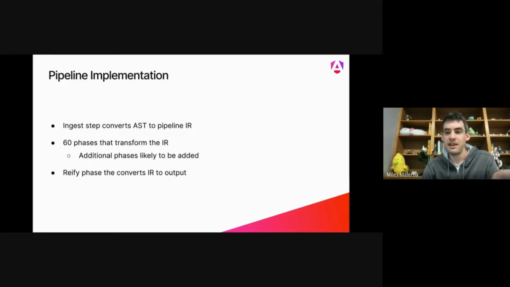Then we have, at the time that I originally wrote the slide, around 60 phases. I think there have probably been more phases added at this point, that each do little incremental steps to get us a little bit closer to the final state that we want. Then somewhere towards the very end of that pipeline, we have this reify phase that actually takes the IR and converts it back into our actual output.